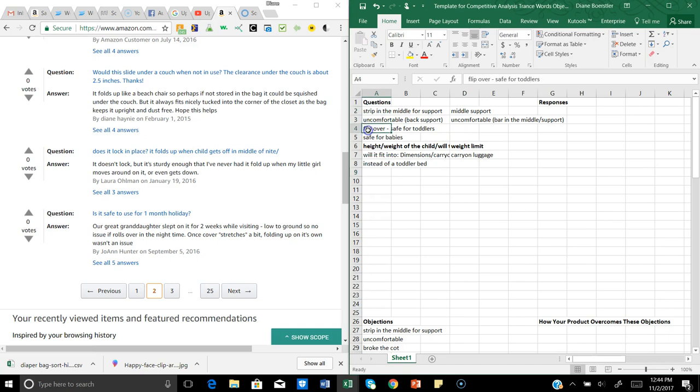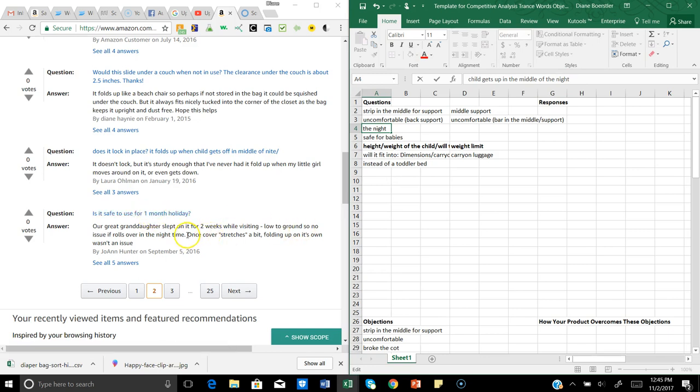Middle support uncomfortable, flip over, safe for toddlers. Safe for babies. No, it was not safe for babies. Does it lock in place or will it fold up when the child gets up in the middle of this misspelled night? Is it safe to use for a 1-month holiday?